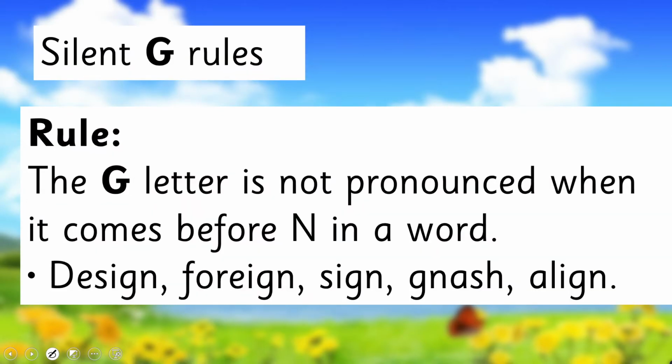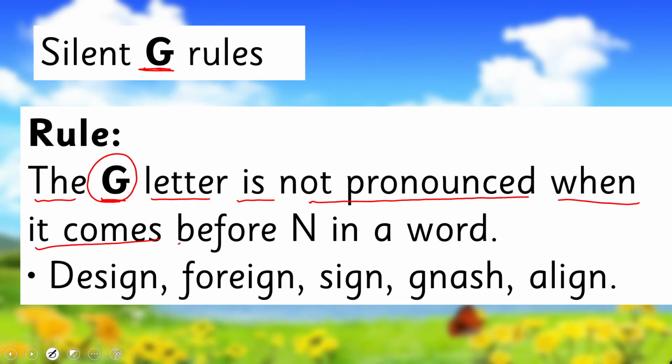So, first we are going to learn about rules of silent G. The letter G is not pronounced when it comes before N in a word, right? So, G is there, and right after G, it's N. So you will not say this G. This will be silent as it's in design. G is there, but because right after G, it's N, we will not say this letter and we'll say design. But when we are writing, we have to write this G, okay?